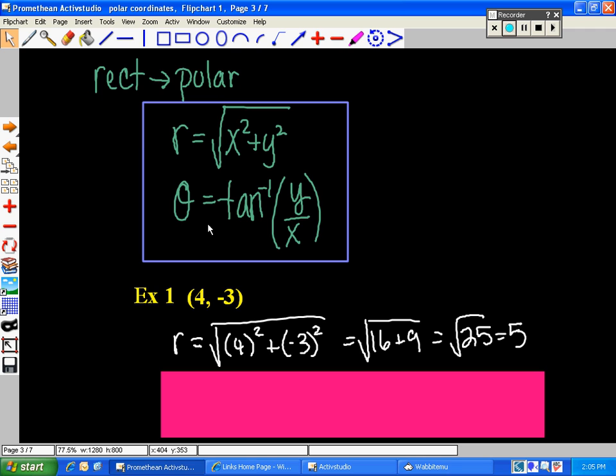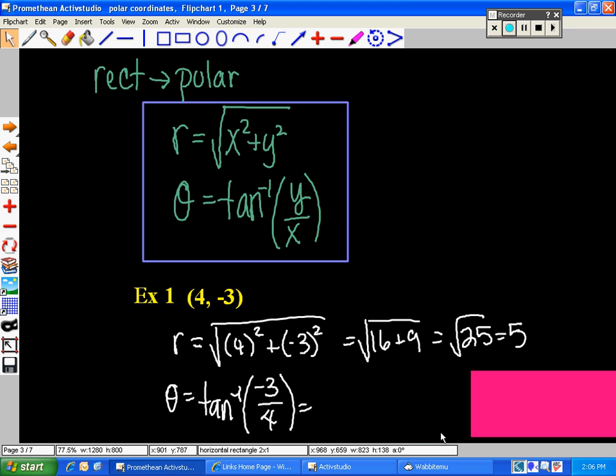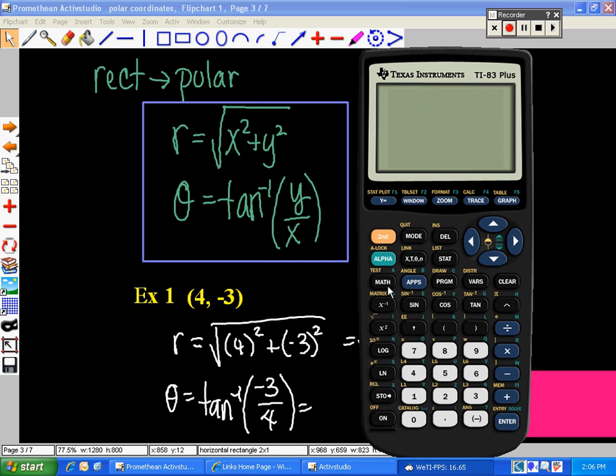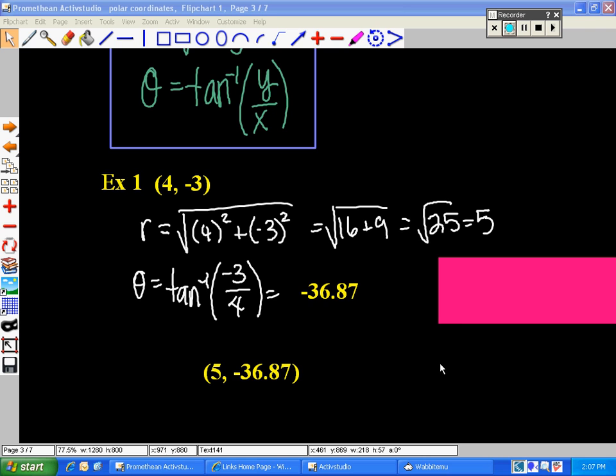We then need to find the angle, so I plug my x and my y into my formula. So I have to find tangent inverse of negative 3 over 4. Watch out for your mode. I want my answer in degrees. So I'm going to put tangent inverse, negative 3 divided by 4, and I get negative 36.87. So don't forget to write your answer as an ordered pair. Here's my r and my theta. This is my polar point, 5, negative 36.87 degrees.